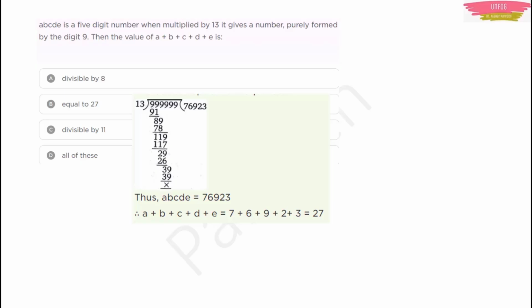Now you divide this 999999, the 6-digit number of all 9s, by 13, and you will get one number. This number is your ABCDE. Now add these ABCDE digits individually, you get 27. So option B, 27, will be the right answer.